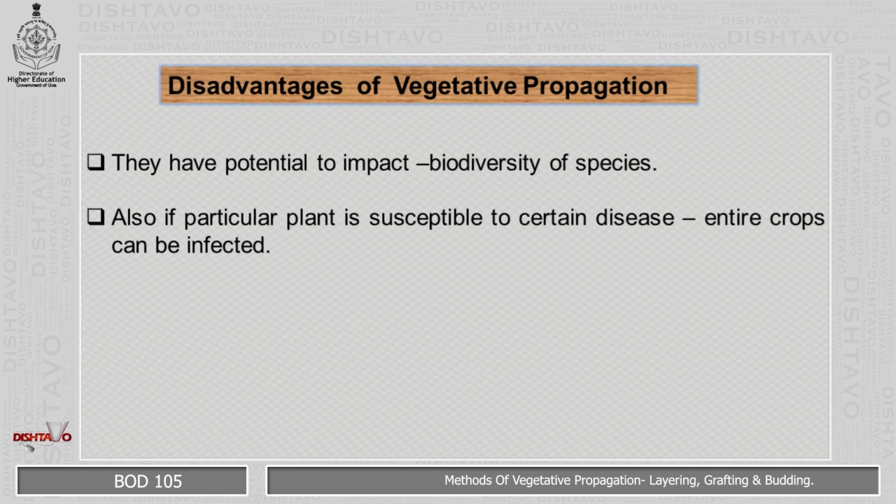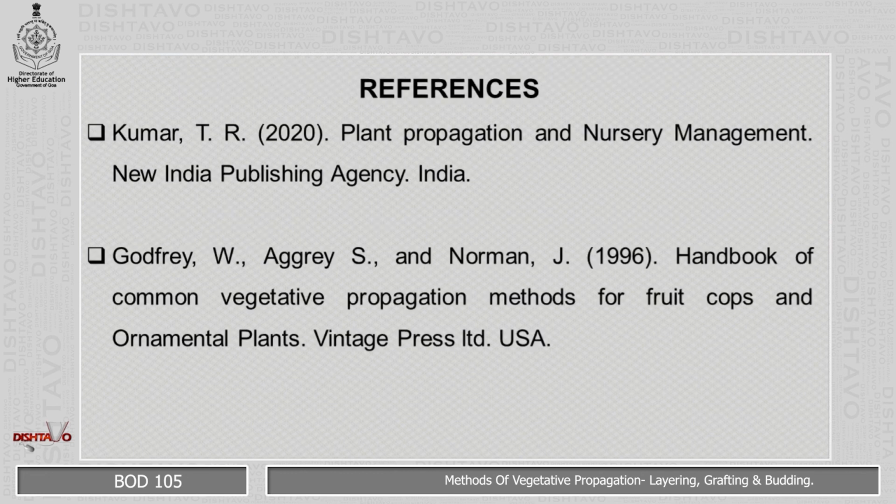Disadvantages of vegetative propagation. Sometimes vegetative propagation will lead to loss of biodiversity. It has an impact on the biodiversity of a particular area. Another disadvantage is that if one clone or one plant species is susceptible to a certain disease, the entire field or entire area is infected. These are my references.